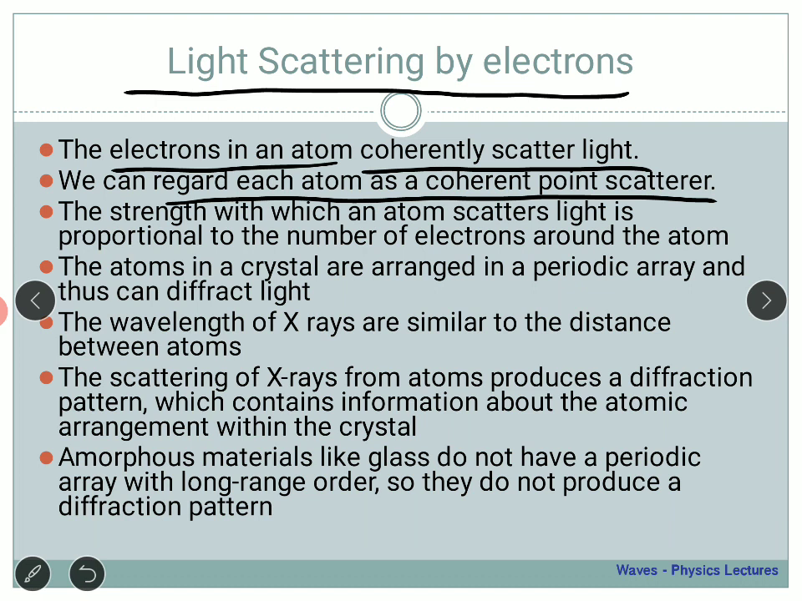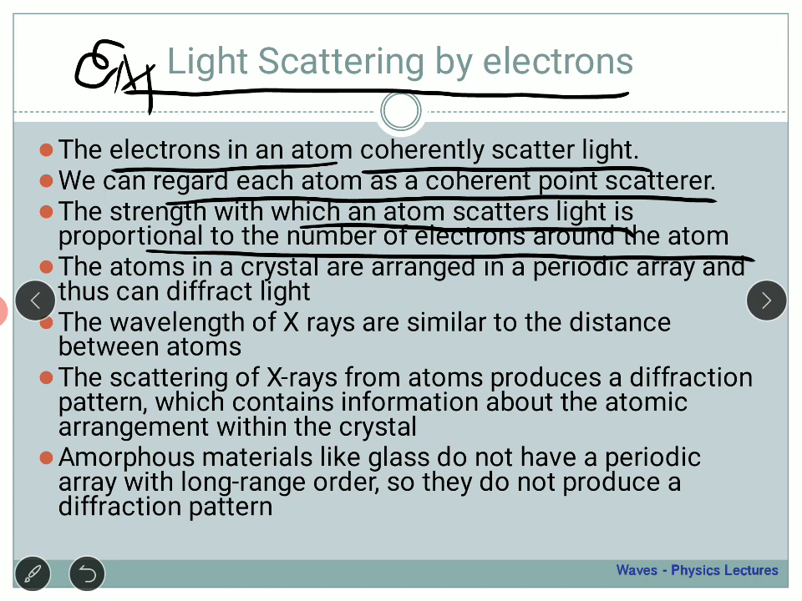So the strength at which the atom scatters the light is proportional to the number of electrons around the atom. I think that is quite obvious because light is basically an electromagnetic wave, and if there is an electron, which is also charged, it is going to scatter that light. So if there are more electrons, the intensity of the scattering is going to be affected. That is what is meant by this statement.